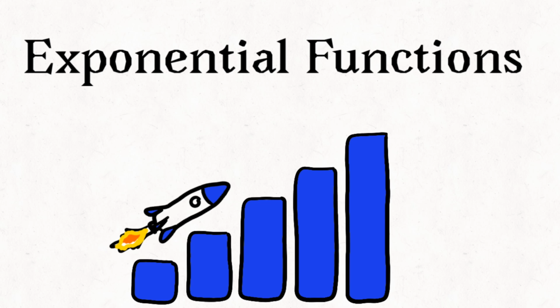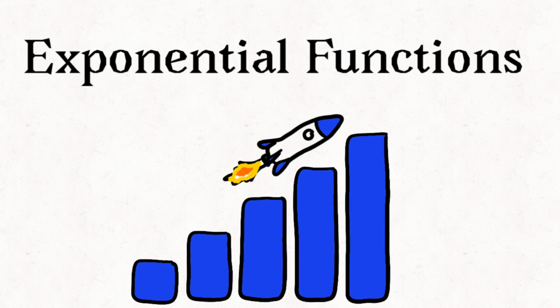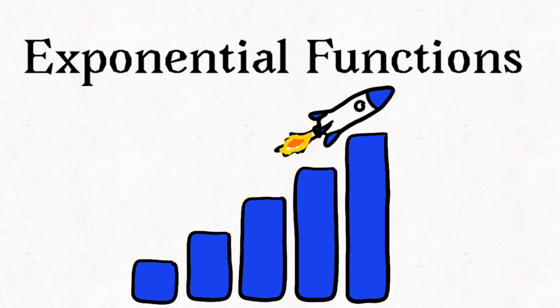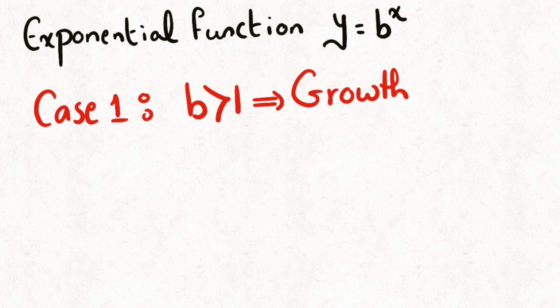Exponential functions. The general form of exponential equations is y equals b to the x. For this function, we have two cases.